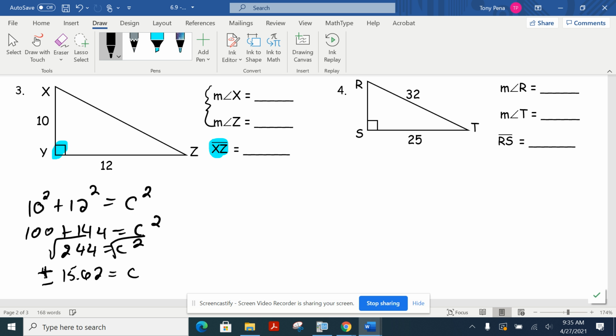Now, when we're talking about the length of a triangle, however, we can't have a negative 15.62 as a length. So that's why we pretty much just ignore the negative and know that that length has to always be positive, and then that's the length of that side. Okay?